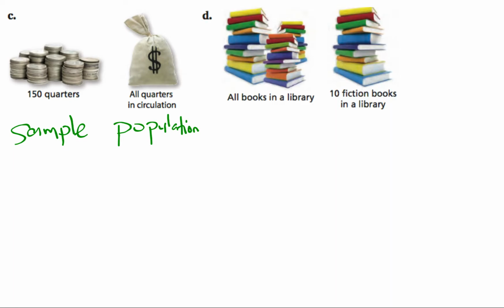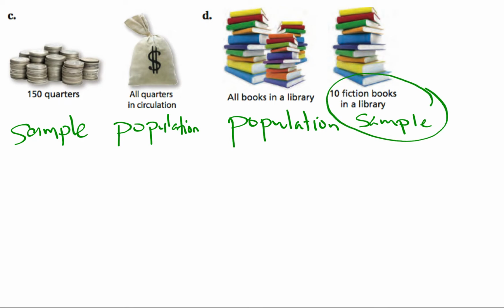Okay, all the books in a library and 10 fiction books in a library. Well, the population would be all the books. And if we want to know something about the books, maybe we take a sample of 10 fiction books. May not be the best depending on what you're trying to figure out. If it's all the fiction books you want to know about, maybe picking 10 fiction books would be good. But there are things that wouldn't be included in the fiction books, like nonfiction stuff, history and whatnot.